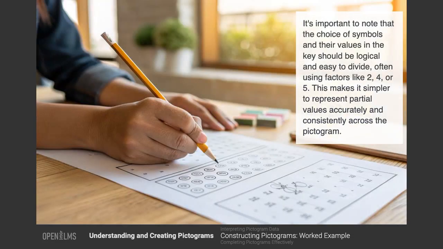It's important to note that the choice of symbols and their values in the key should be logical and easy to divide, often using factors like 2, 4, or 5. This makes it simpler to represent partial values accurately and consistently across the pictogram.